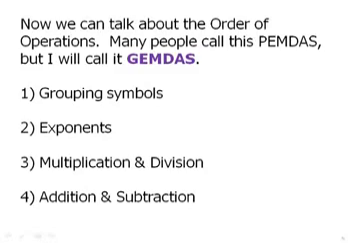So the grouping symbols come first, then exponents, then multiplication and division, then addition and subtraction. Multiplication and division are at the same level, addition and subtraction are at the same level. So these are the 4 priority levels of GEMDAS.